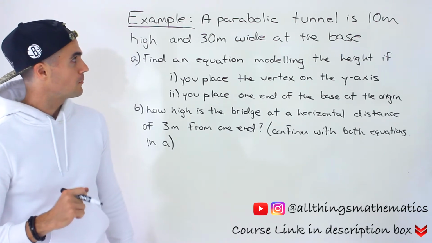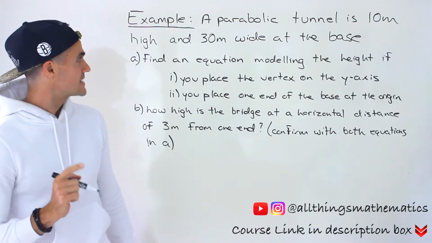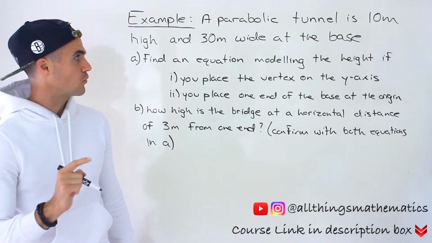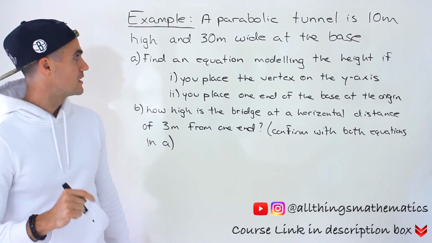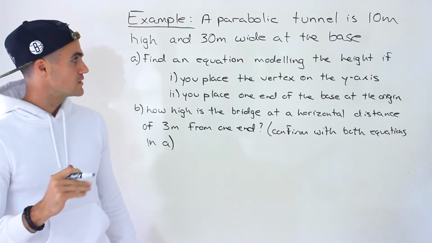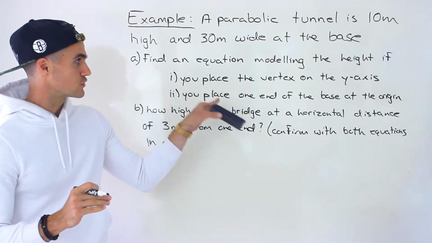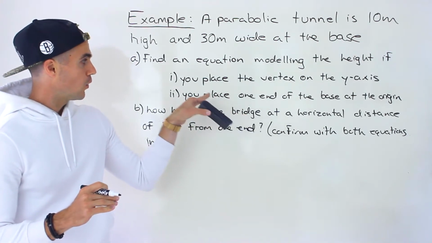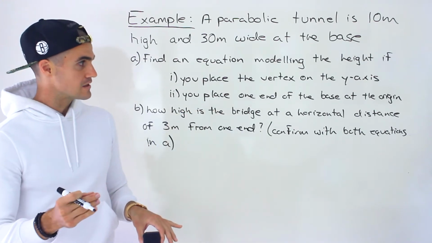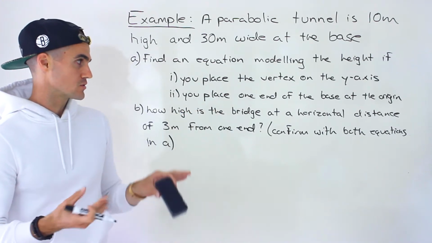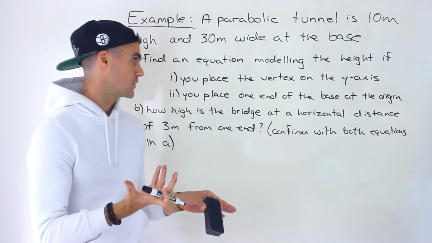So we're told a parabolic tunnel is 10 meters high and 30 meters wide at the base. So part A, we have to find two equations. We have to find an equation modeling the height if you either place the vertex on the y-axis or you place one end of the base at the origin. So two different scenarios, two different equations there.